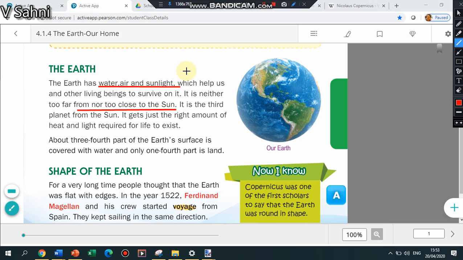Okay, see, there are so many planets, but life exists only on earth. Why does life exist on earth? Because we have the right amount of water, the right amount of air, and the right amount of sunlight. Why do we have the right amount of sunlight? Because we are at the right distance, neither too far nor too close. If we had more water than this, what would happen? There wouldn't have been any life on earth. And we have a proper atmosphere surrounding the earth.